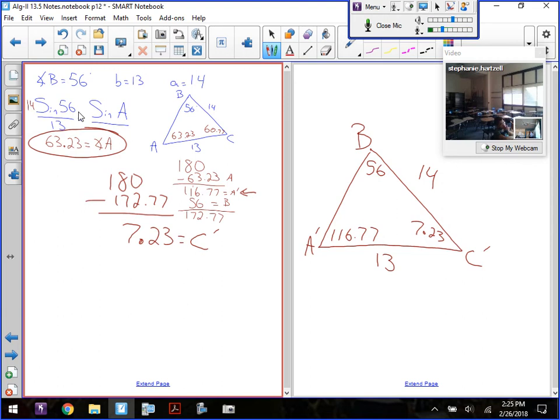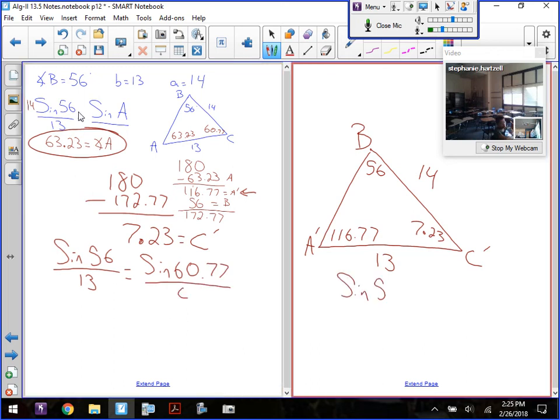It's kind of weird. It's a lot of words. And then if you do your last bit of sine stuff here, we have to use the sine of 56 is to 13 as the sine of 60.77 is to little c. This one would have been sine of 56 is to 13 as the sine of 7.23 is to little c prime.